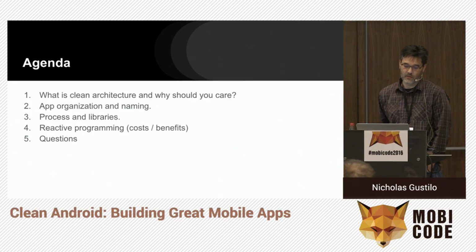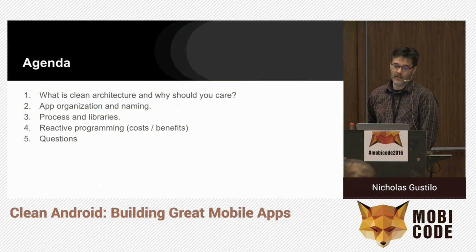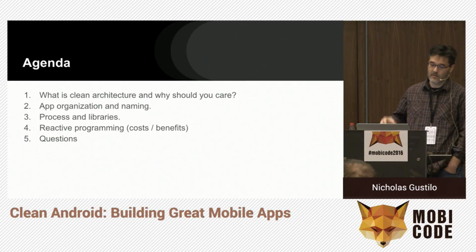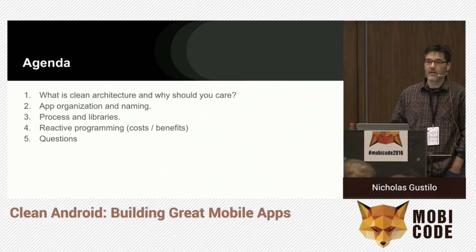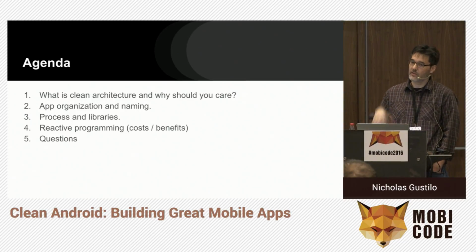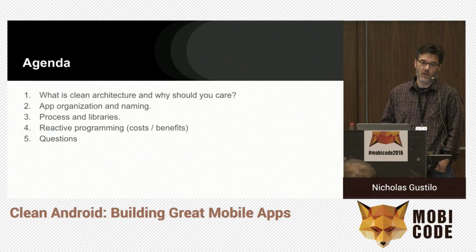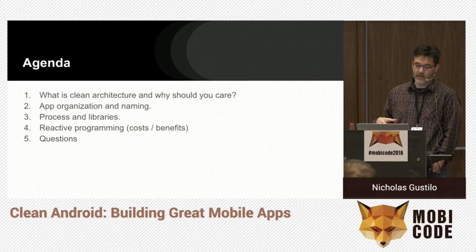Let me talk about my agenda, and then I'll start going through it. The first thing I want to talk to you about is clean architecture, or architecture in general. Why do I care about this stuff? Why do I think it's important? Again, this is a very pragmatic approach. This is the way I think about it as someone who develops software and manages teams of developers who make software.